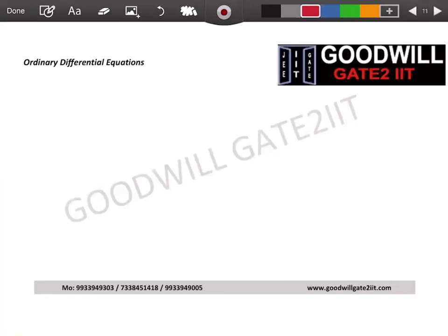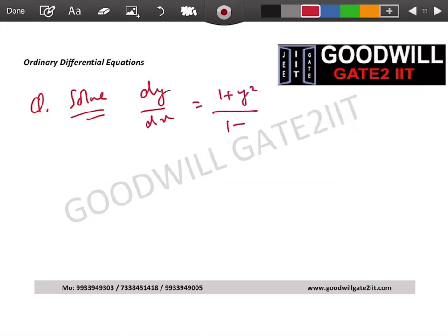So let's just try one simple numerical. Solve dy by dx equal to 1 plus y square divided by 1 plus x square.